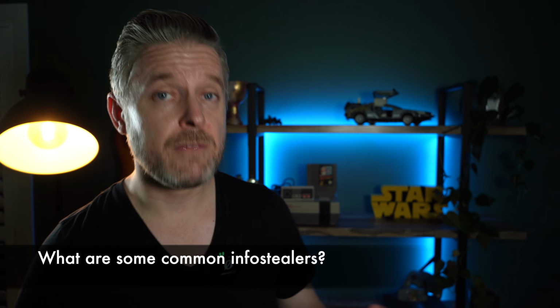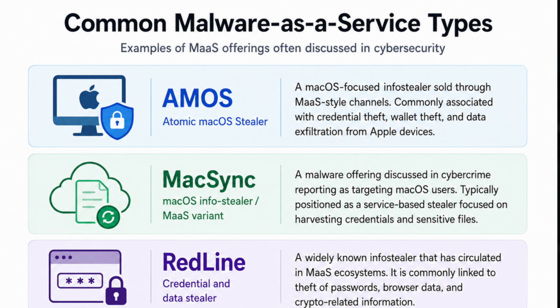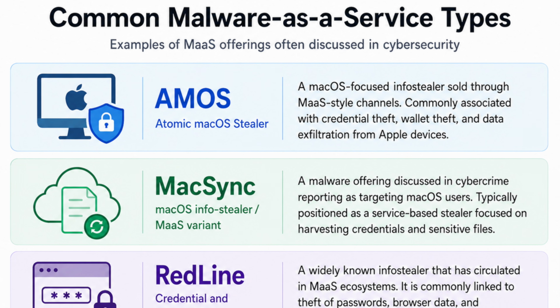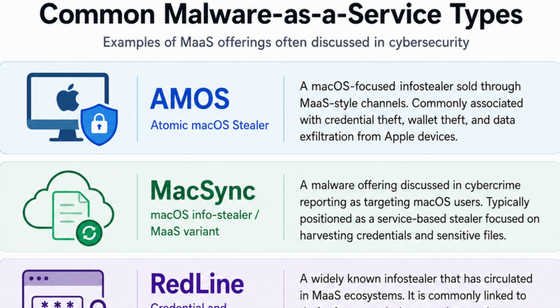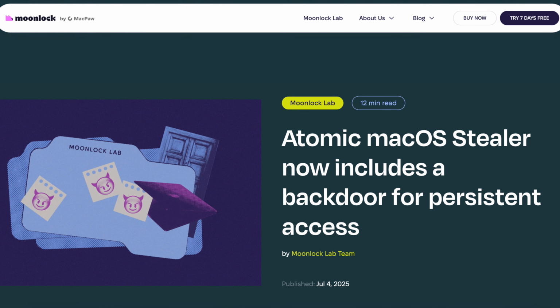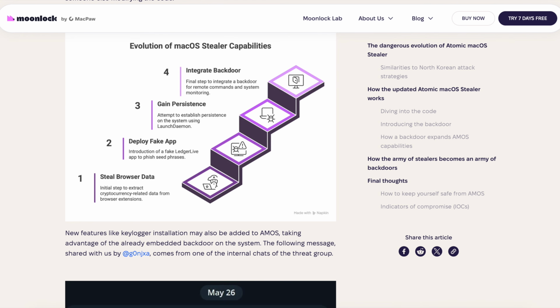You know, there's a whole bunch of these infostealers out there. And one of the more notorious ones is called Atomic macOS Stealer, or AMOS. It targets your sensitive data directly from your macOS. And they're often disguised as something legitimate, through an application that looks legitimate. Moonlock did report this one in July 2025, that AMOS was upgraded with an embedded backdoor, essentially allowing attackers to maintain persistent access and run remote tasks after infection. Once they get in, they can execute commands directly from your terminal to get access to even more data.